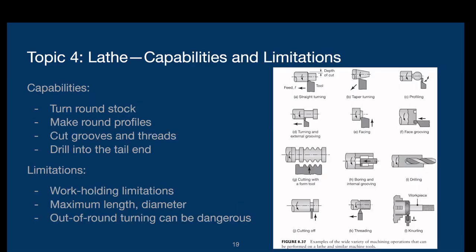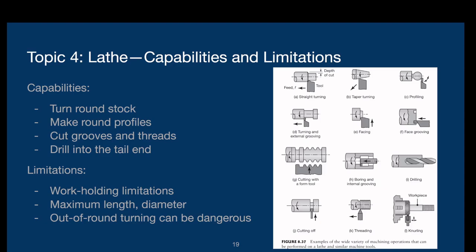There are so many capabilities that a lathe machine has. To list a few, it can turn round stock, make round profiles, cut grooves and threads, and drill into the tail end of a workpiece. It's really an awesome machine that can be leveraged to make a lot of interesting features.